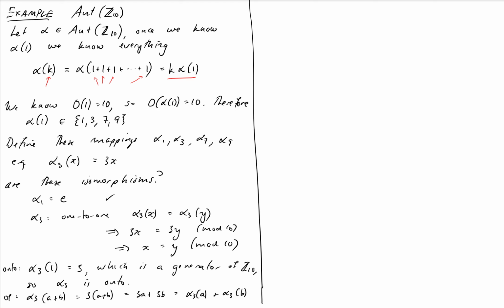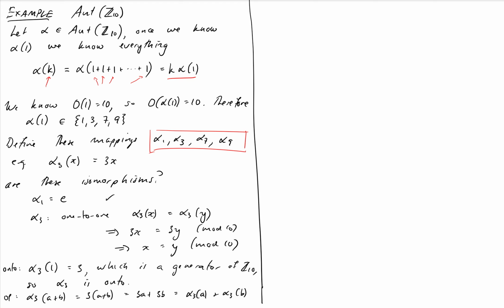So yes, we indeed do have that these things are all isomorphisms of Z10 to itself, i.e. they're all automorphisms. So we had 4 possible candidates. The same working applies for each of these, and so these 4 are indeed automorphisms. Now finally, we're claiming that the automorphisms form a group. So what does the group structure look like?